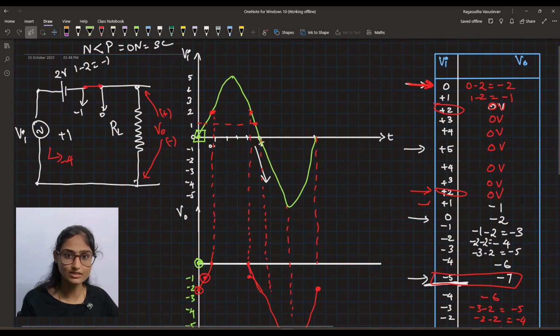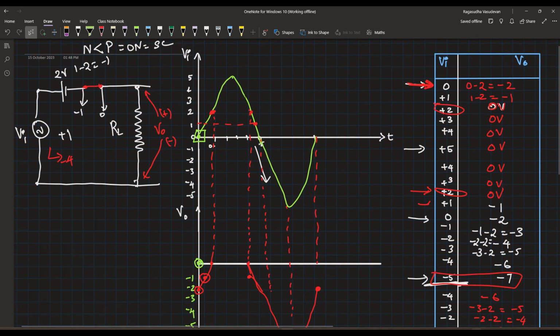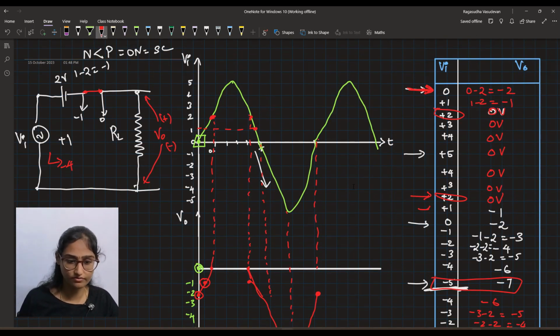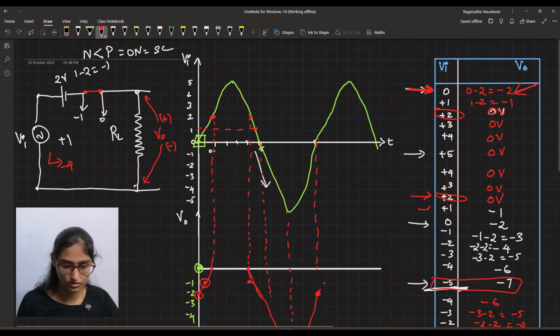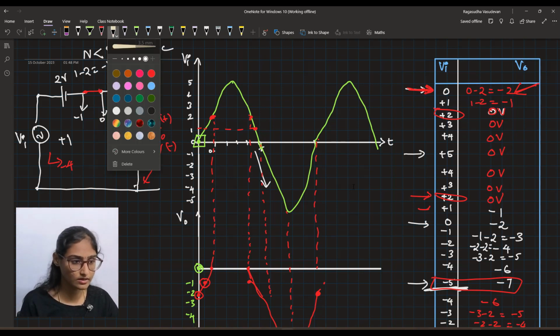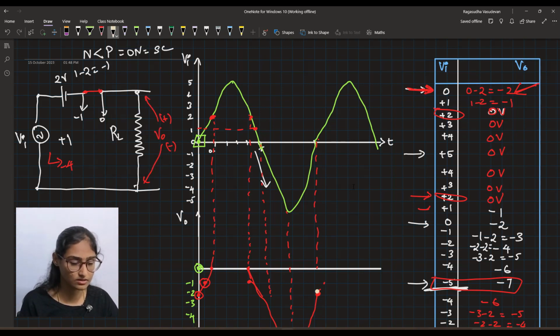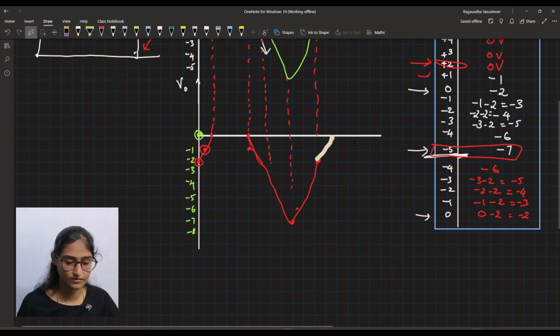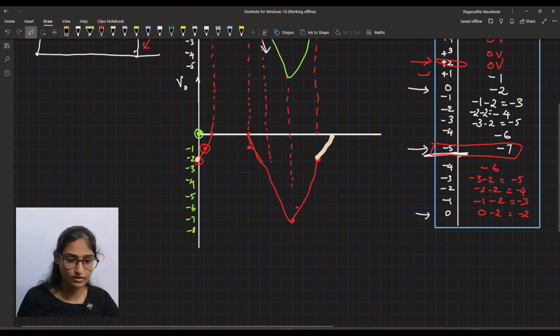Again, when you have the next cycle of Vi, what will happen? It will be 0. Again, this will be 0. 0 minus 2 will be minus 2. So from here, minus 2, minus 1 and 0. So this cycle, I'll draw it in a lighter shade. It will start here. Okay, so this is how the waveform will look.